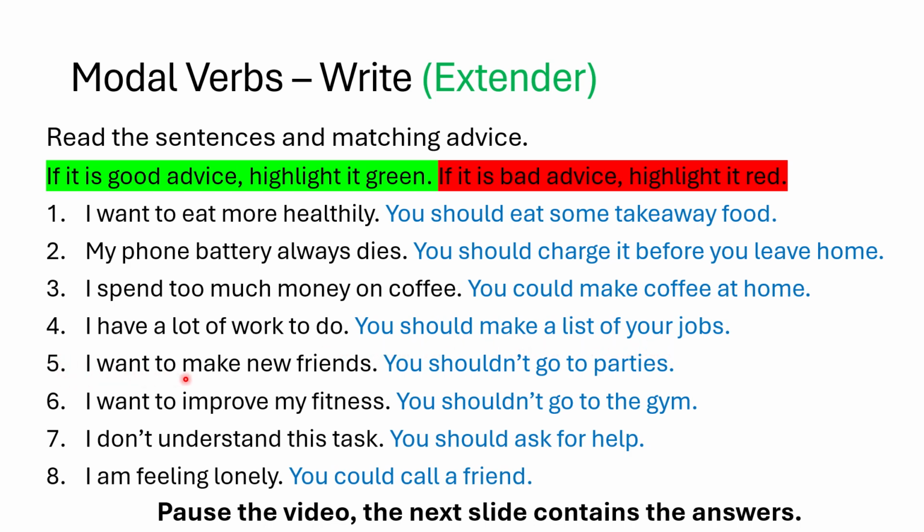5. I want to make new friends. You shouldn't go to parties. 6. I want to improve my fitness. You shouldn't go to the gym. 7. I don't understand this task. You should ask for help. 8. I'm feeling lonely. You could call a friend. Pause the video. The next slide contains the answers.